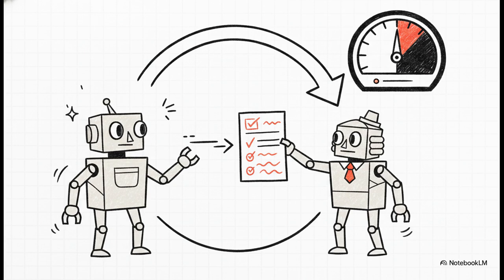And if the judge rejects the work, it doesn't just yell, "Try again." It enriches the task with detailed feedback, flags it as needs revision, and sends it back so the next attempt is fully informed by the critique.